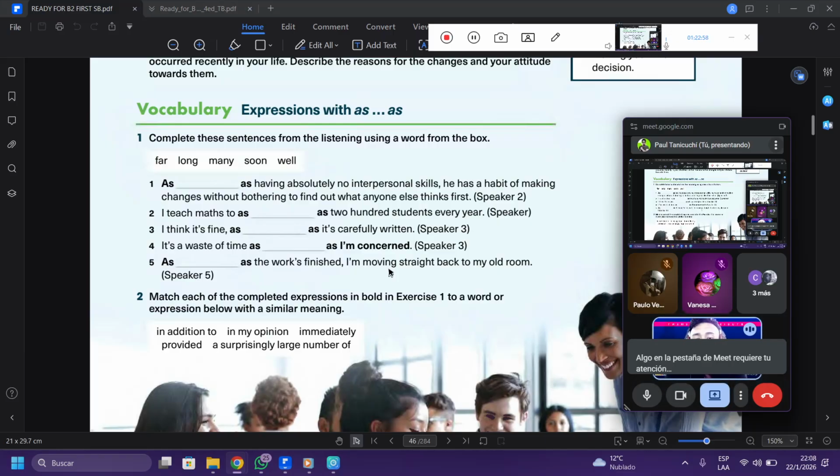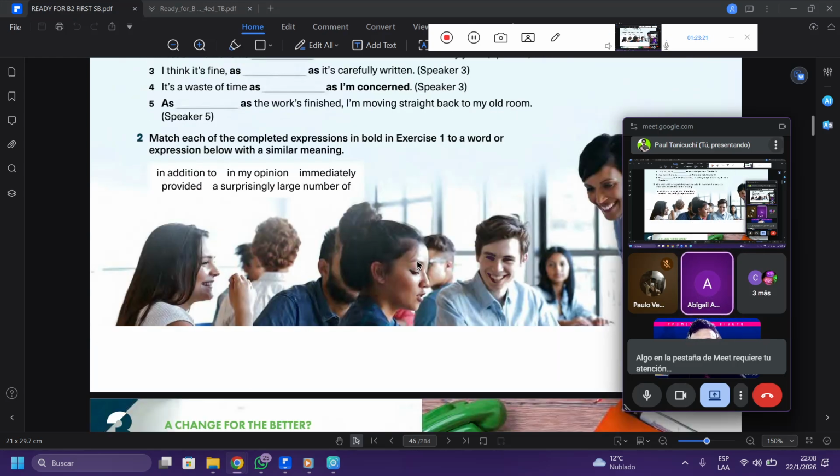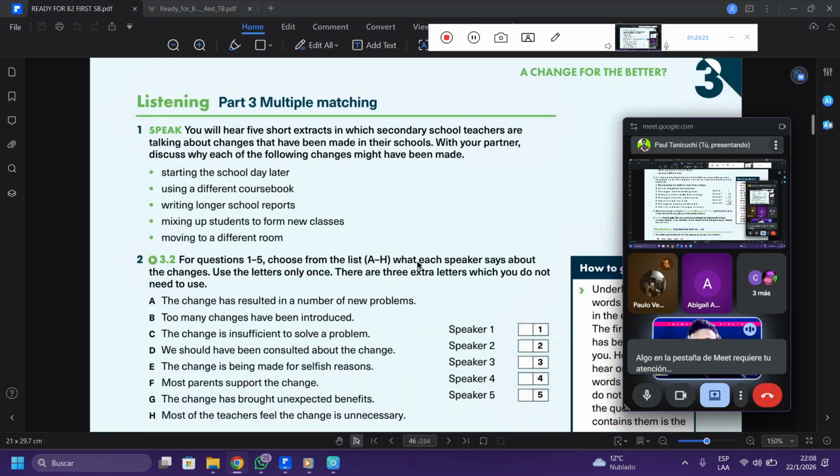Which one means immediately? As soon as. Which one means provided? As long as. And which one means a surprisingly large number of? As many as. Alright. Perfect.